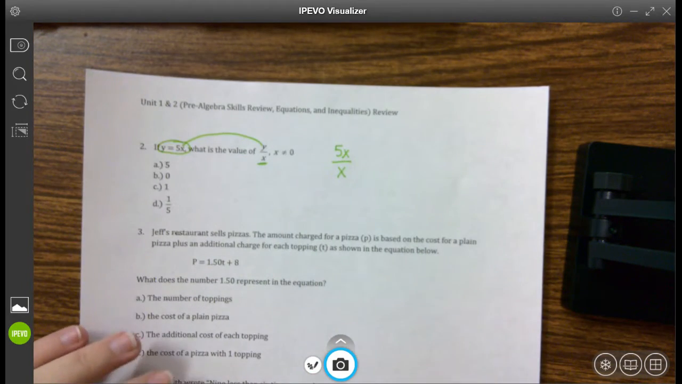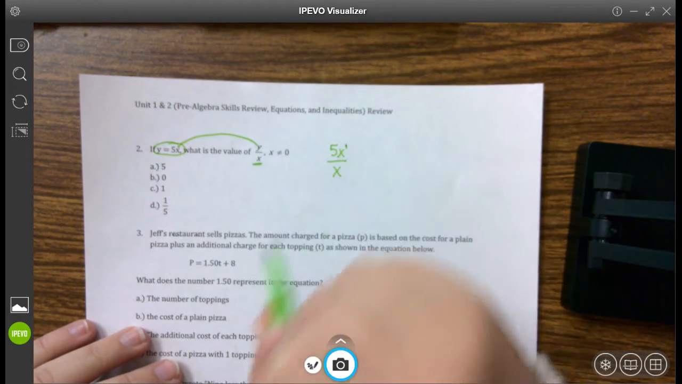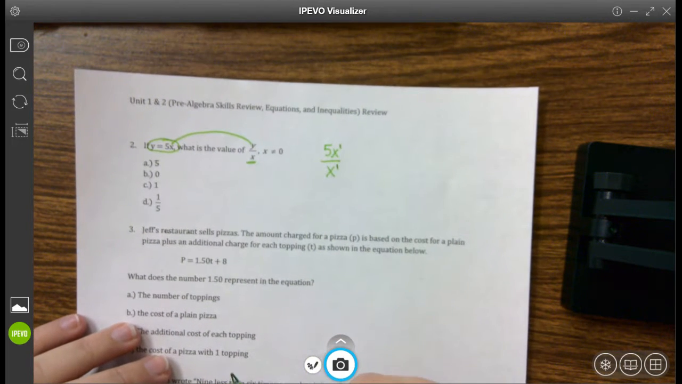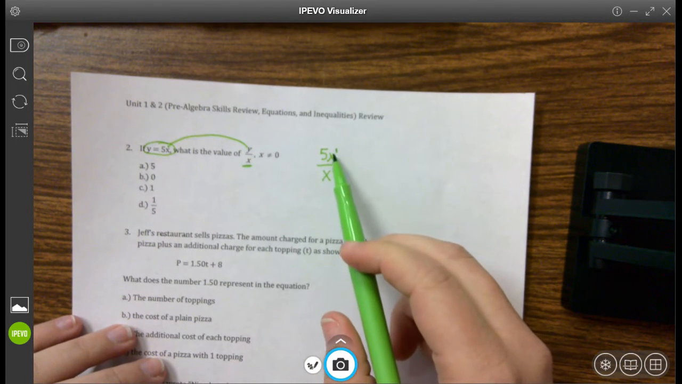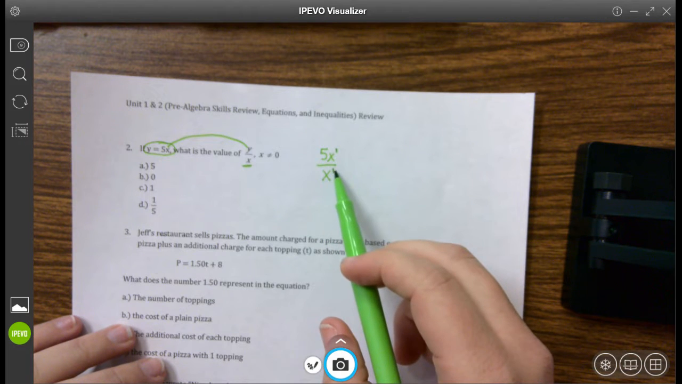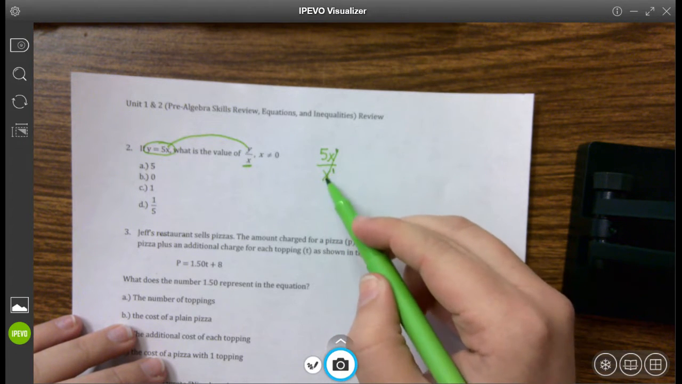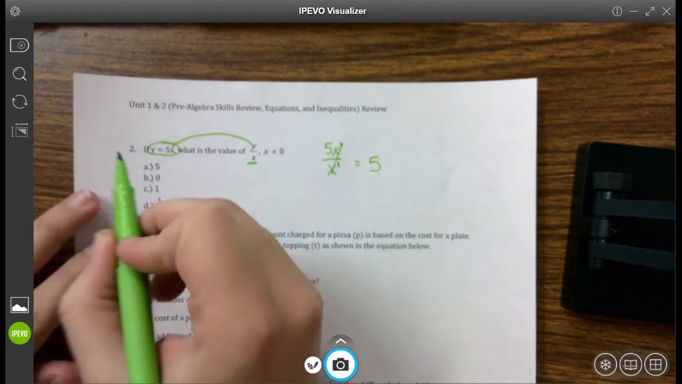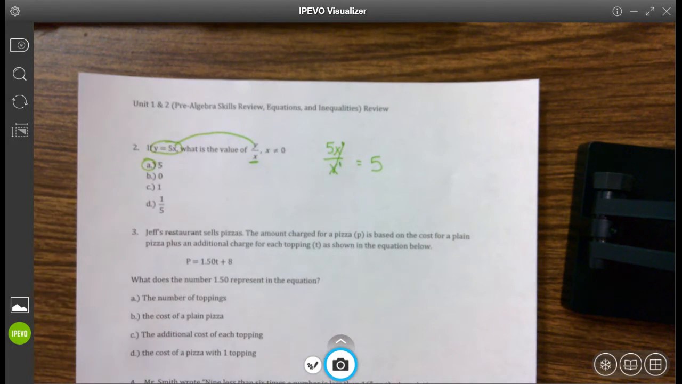So if we write it just like that, we know this is technically to the exponent of 1, and this is also to the exponent of 1. So when we have x to the 1 over x to the 1, we know these can cancel because we subtract the exponents. So actually it ends up equaling 5. So there we have it. A is our correct answer.